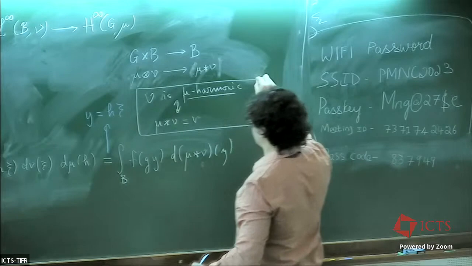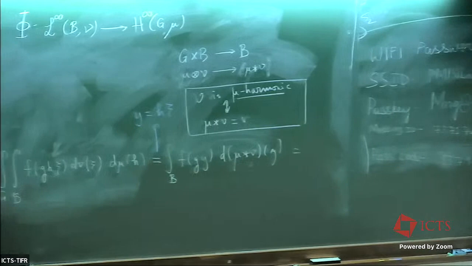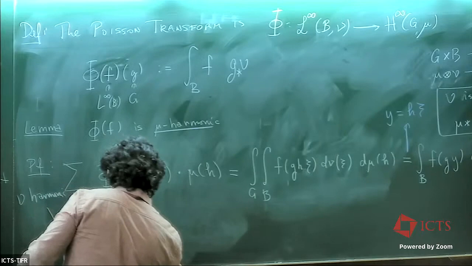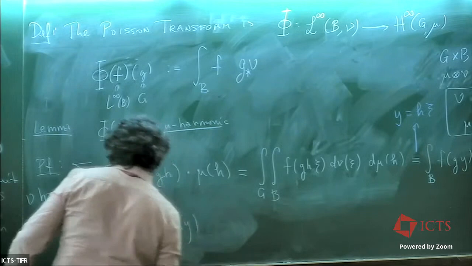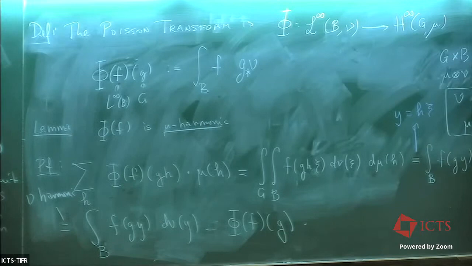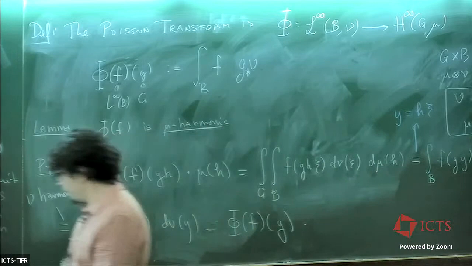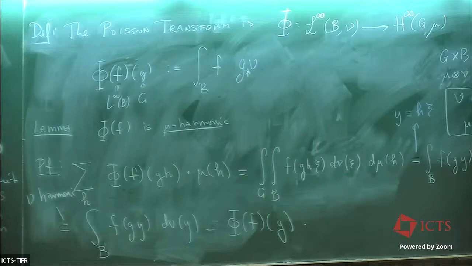And so since nu is harmonic, we get the integral of f of gy, and then we can replace mu star nu by nu, so this is d nu of y. And that's literally it. So this is literally Phi f of g. Again, this is to be more fluent with this language of group actions on measures, but it's basically formal. In some sense, this is the greatness of Furstenberg's construction. Everything is very clean once you set things up nicely. Questions?